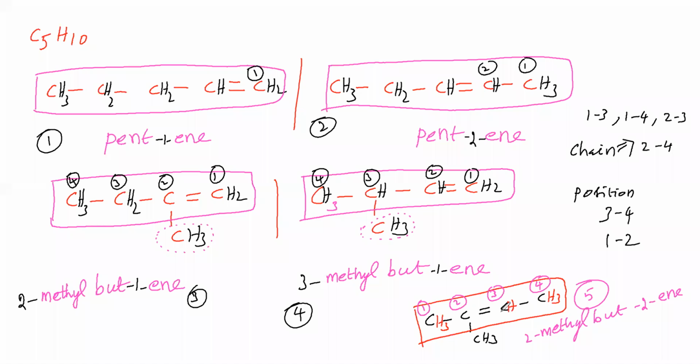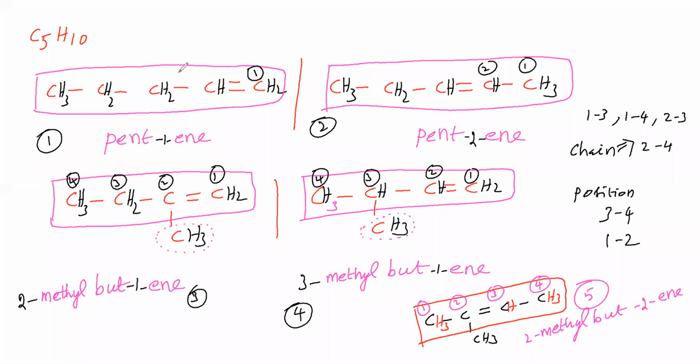The fifth compound also we said. Now what about 1 and 5? Shall we say 1 and 5 are chain isomers? Yes. Okay, 1 and 5 we said are chain isomers. Can we call them position isomers? Number 1 and number 5 are chain isomers we said.